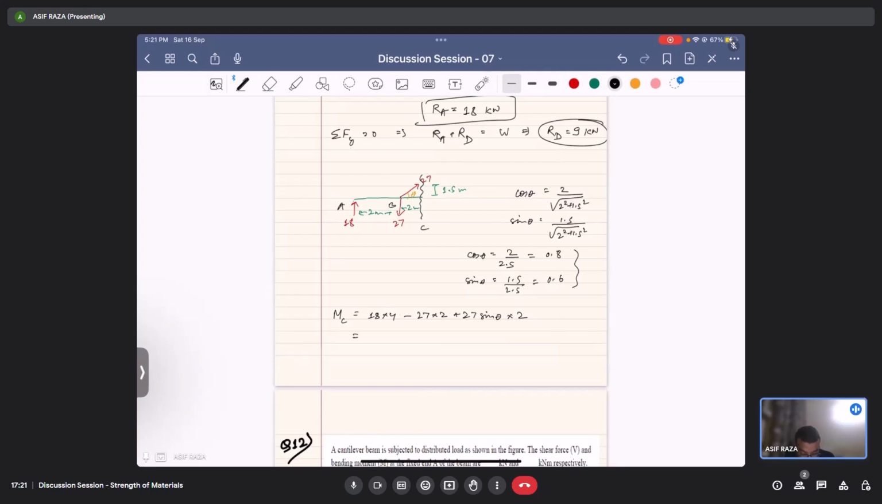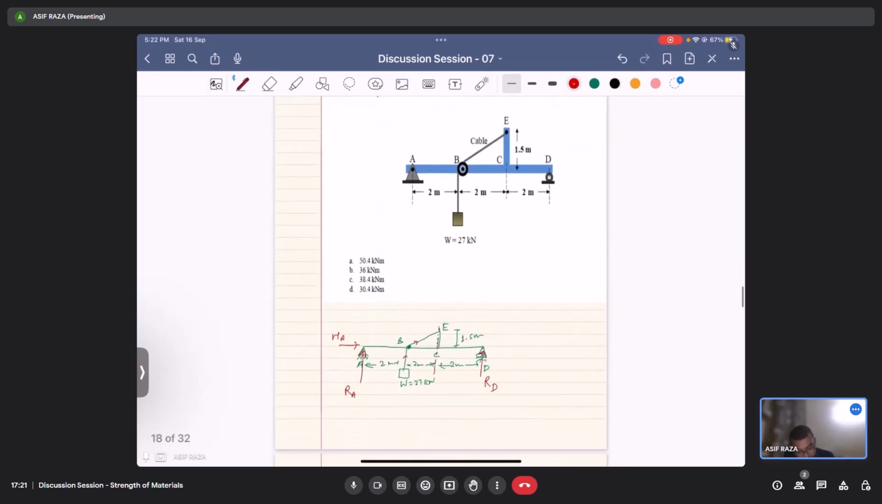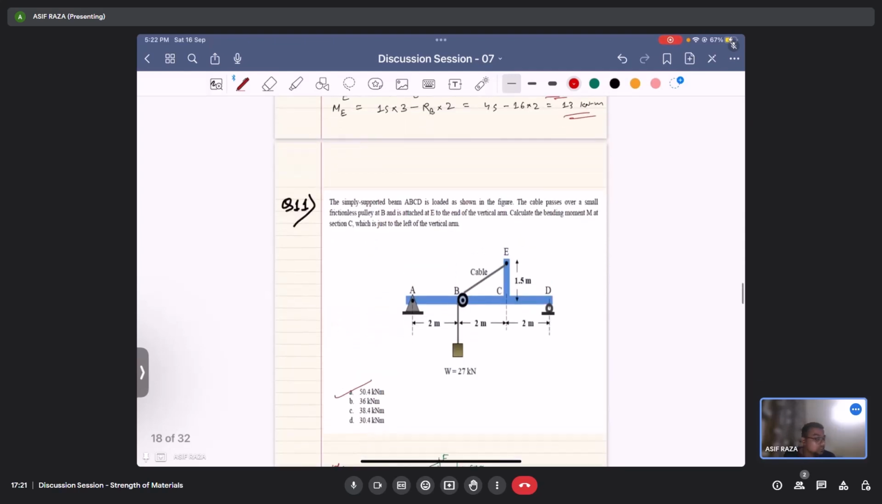So 18 into 4 is 72, minus 54, plus 27 sine theta, where sine theta is 0.6, so 54 into 0.6. Let's calculate this: 72 minus 54 plus 54 into 0.6. This comes out to be 50.4 kilonewton meter. The correct answer is option A, 50.4 kilonewton meter.